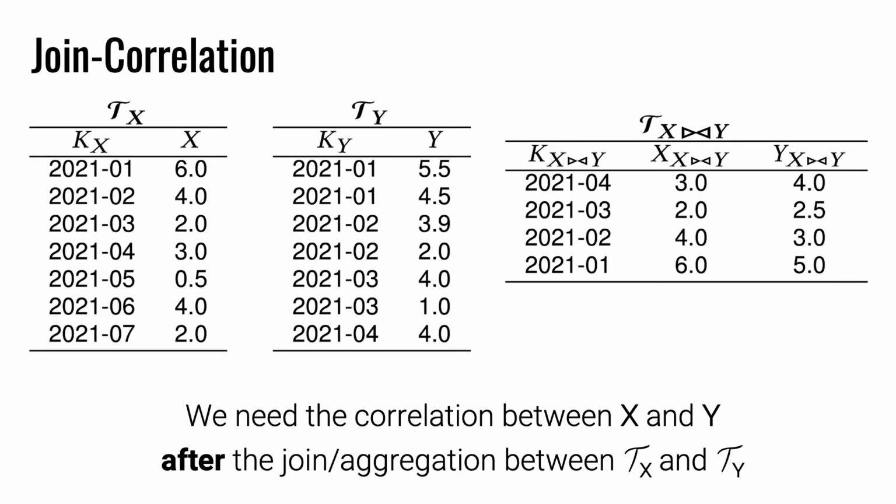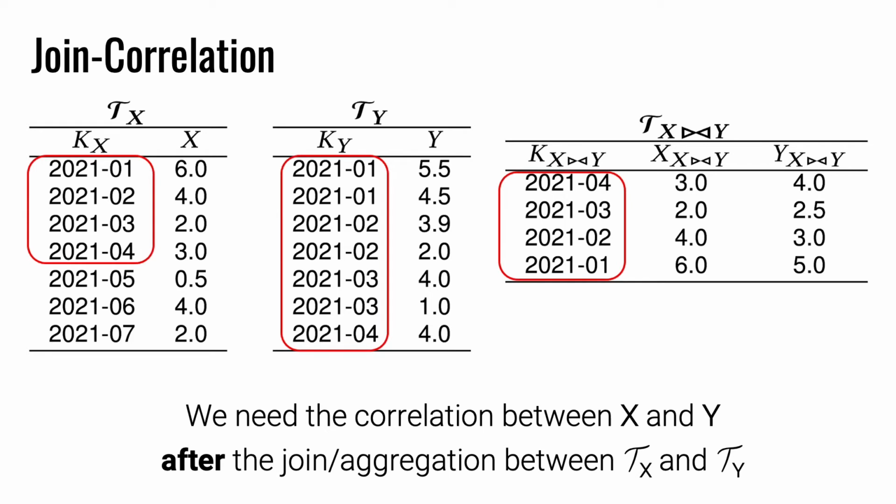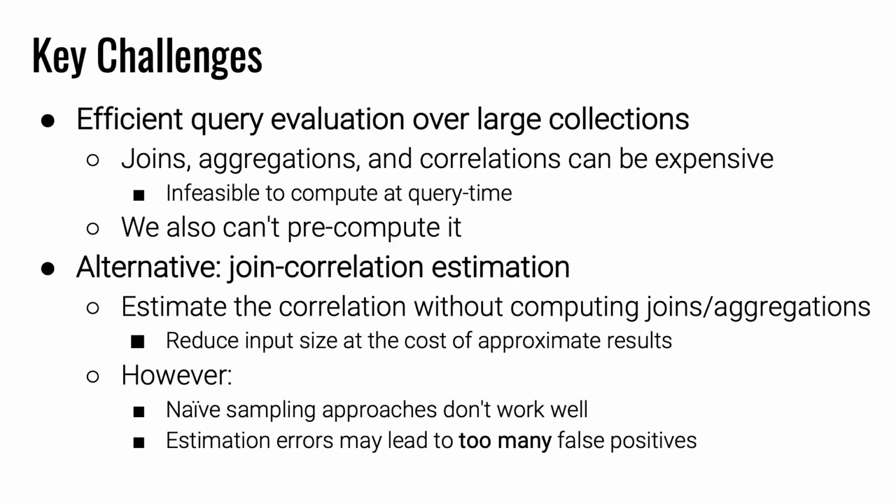To better understand this, consider this example. The key operation in this query is what we call a join correlation. We want to first compute the join between the two input tables on the left and aggregate the resulting values using an aggregate function such as sum, max, or average. Only then can we compute the correlation between the columns x and y.